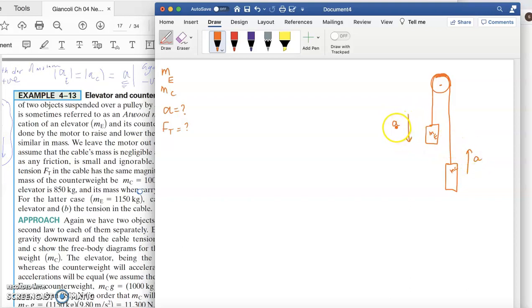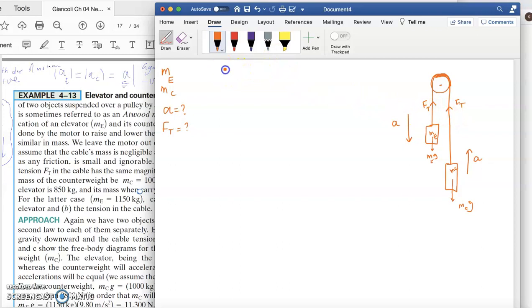We have to mention that acceleration is the same for both objects, tension is the same for both objects, and it's towards the pulley. Acceleration is the same in value but not in direction. Now, what are the other forces acting on the objects? It is the force of gravity, which is ME times G, and same thing here, MC times G. There is no normal force and no friction force, because we don't have a surface here. All the motion is along the y-axis. There are no equations along the x-axis.